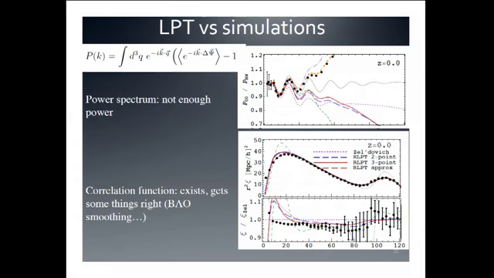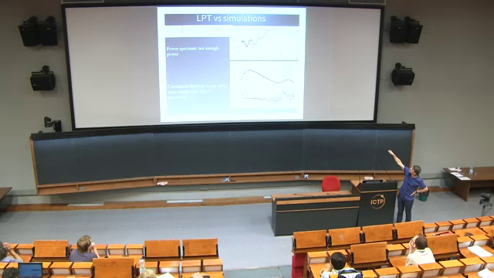This one has the opposite problem. Here again, I'm showing the ratio of the power spectrum to the so-called no-wiggle linear power spectrum. This is the linear theory, this line here. These are the simulations here. This is the SPT 1-loop that I've shown you before. And then these are the various LPT solutions. And these have the problem, Lagrangian perturbation theory has the problem of not having enough power. So it's the opposite problem of SPT.